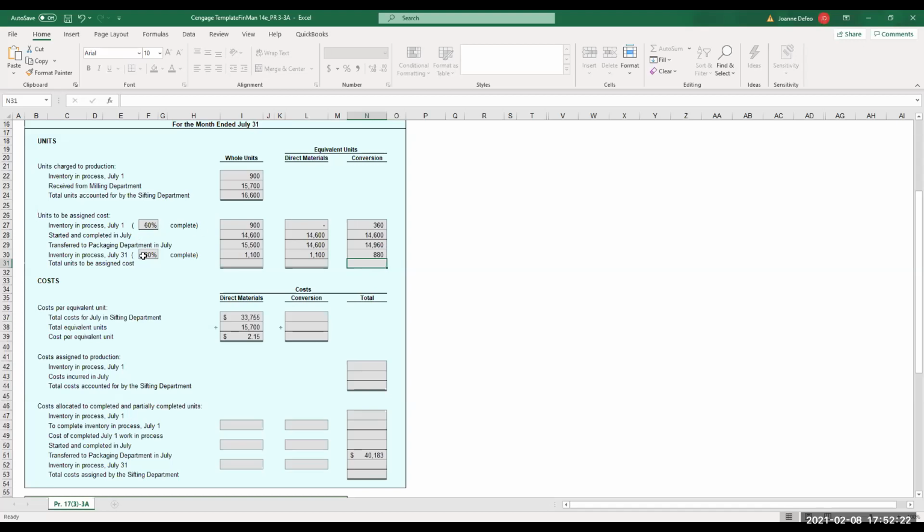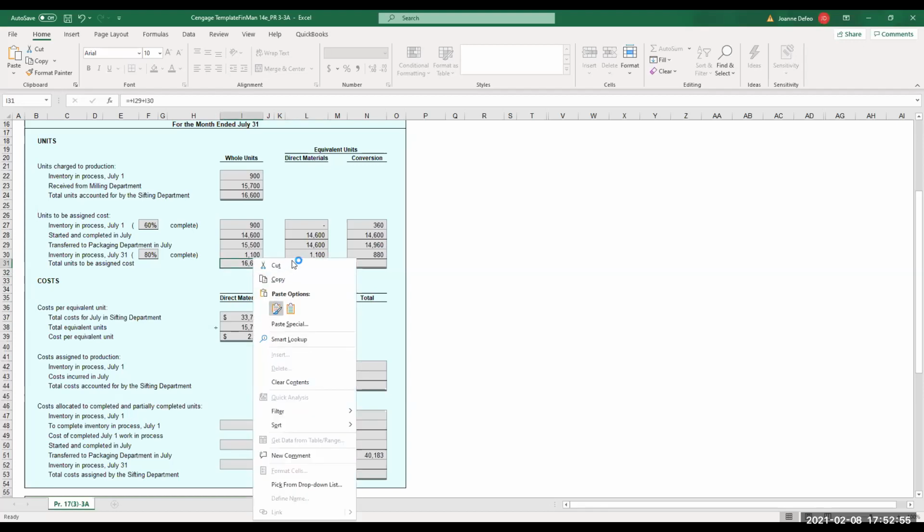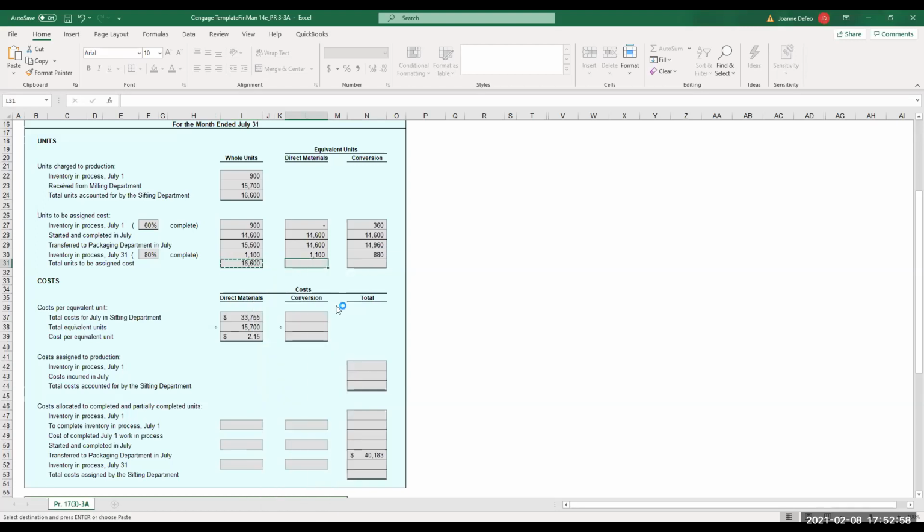It's a little confusing. So this was 80%. And this was 40%. This is beginning inventory. This is ending. Now we just add this one plus this one. 15,500 plus 1,100. And that's the whole units. We need this section here in order to do this section. That's why we're doing the top. So here we're going to add, let me try doing a copy. And let me see if I can paste it. Let's see if it works. Yeah, it worked. And paste. So here's all the equivalent units, whole units.